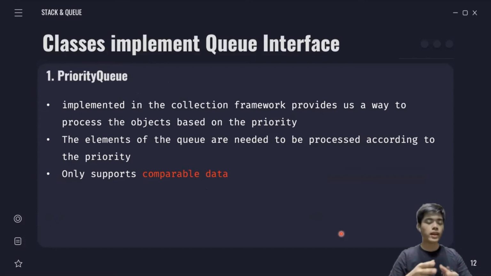We have, firstly, PriorityQueue. PriorityQueue class, which is implemented in the collection framework, provides a way to process the objects based on priority. It is known that a queue follows a first in, first out algorithm, but sometimes the elements of the queue are needed to be processed according to the priority. That is when the priority queue comes into play.